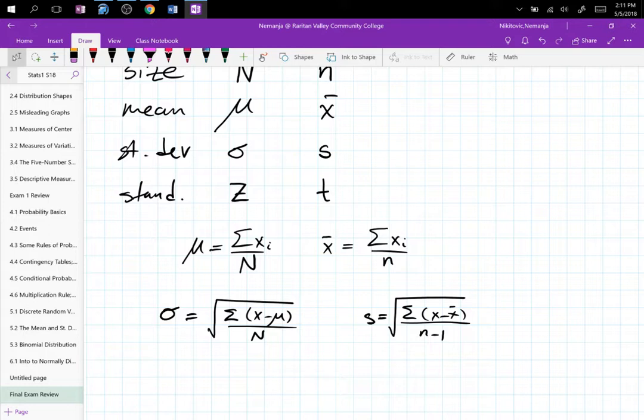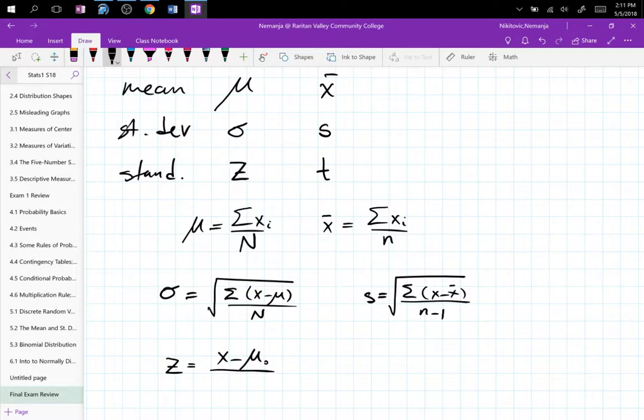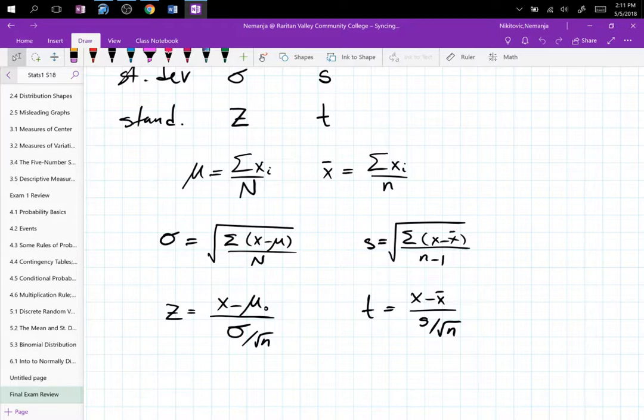And at the end, we had our test statistic z given as x bar minus mu 0 divided by sigma divided by the square root of n. And we had the t statistic, which was x bar minus mu 0 divided by s divided by the square root of n. So these are the test statistics.